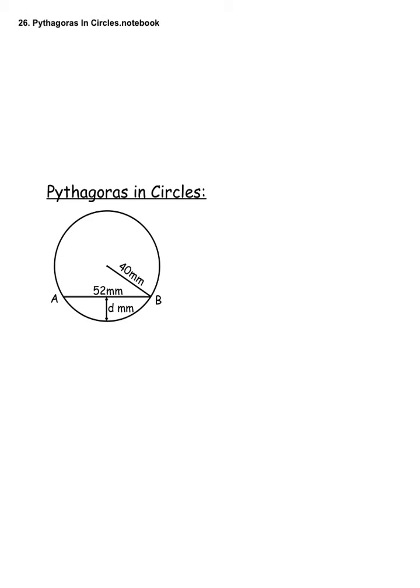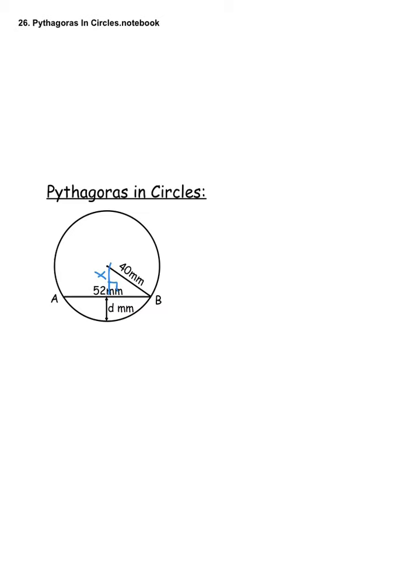The second variation of Pythagoras in circles is when you're given the length of AB and you have to calculate the depth of the fluid or whatever is at the bottom of your container or your circle. So again we create our right-angled triangle. There it is. We are not going to use 52 millimeters as our length for the bottom of our triangle. We are going to use half of that, and we are looking for x, this side here.